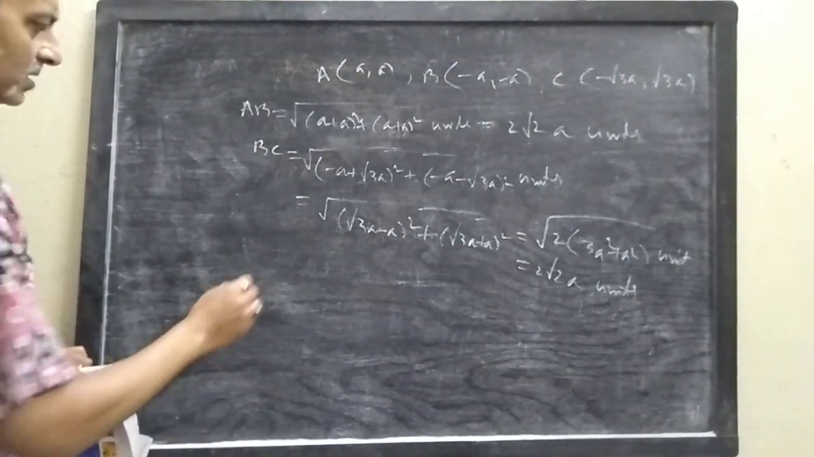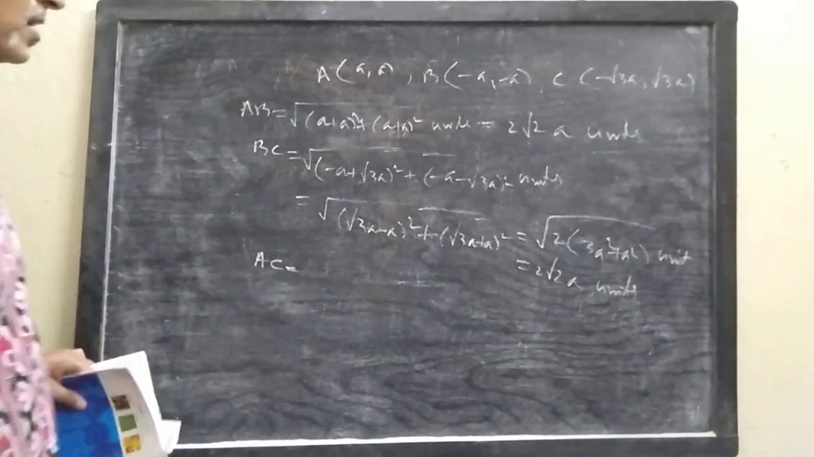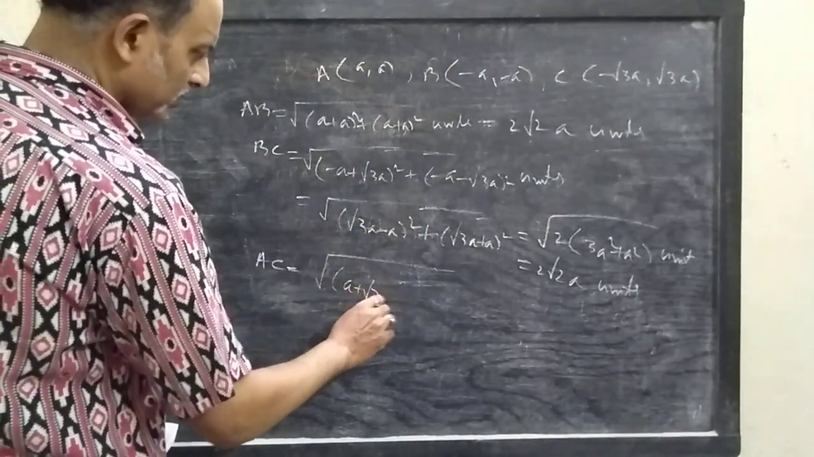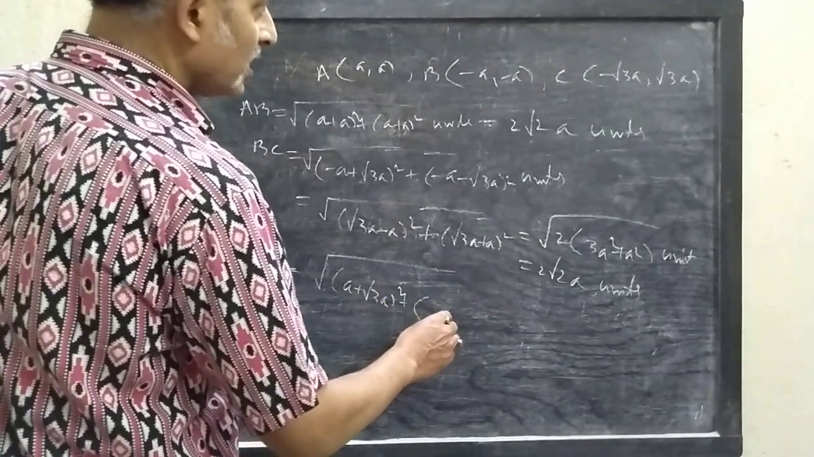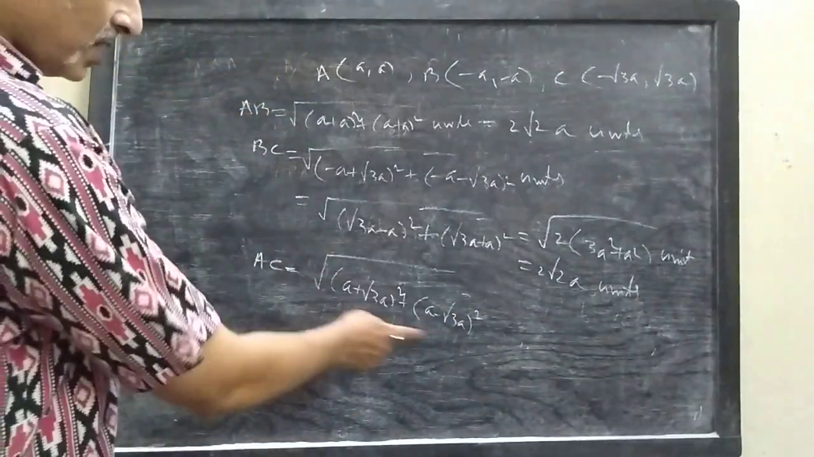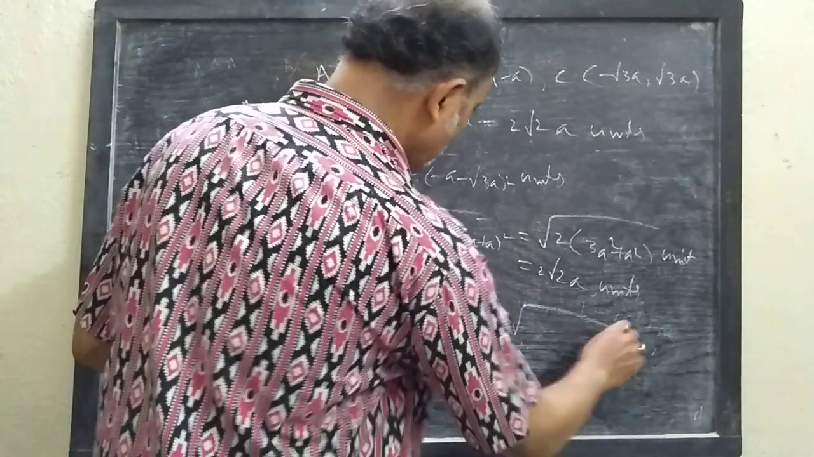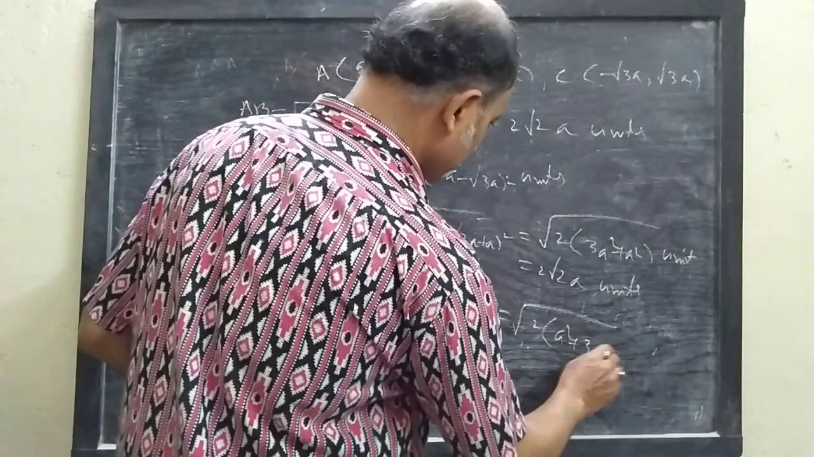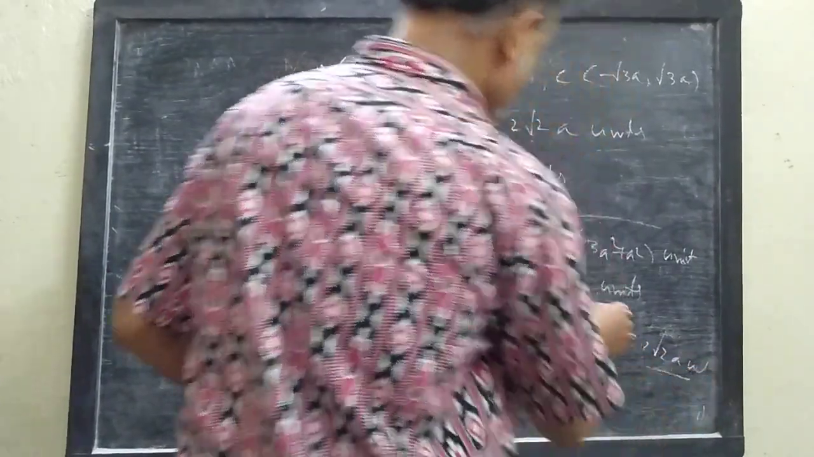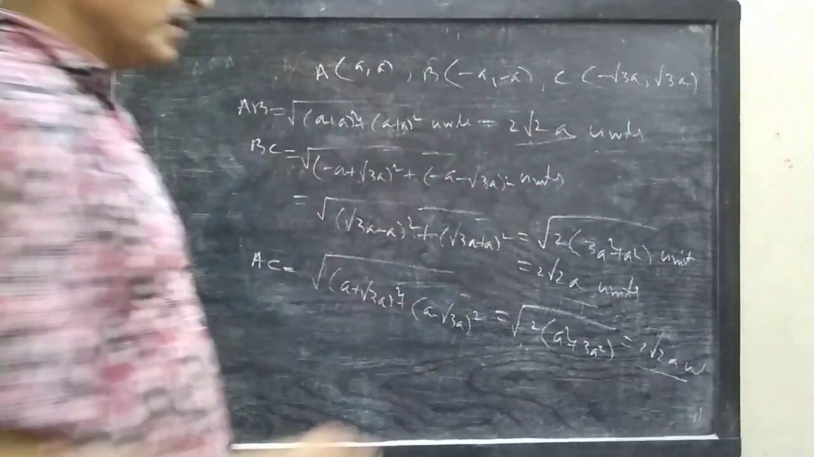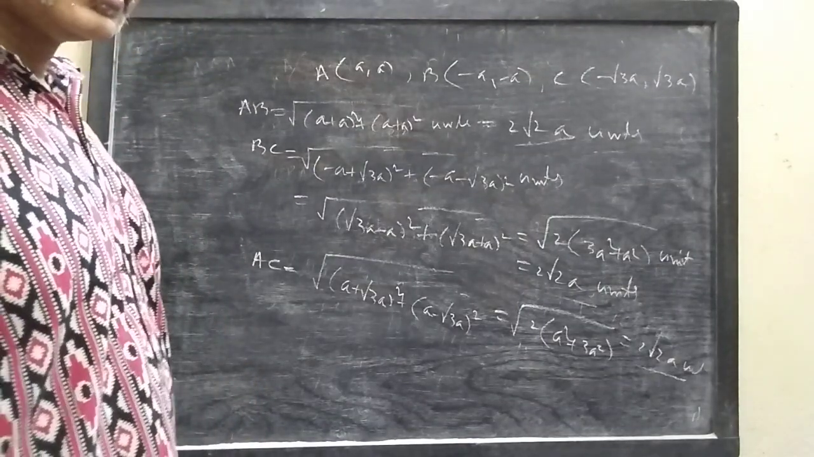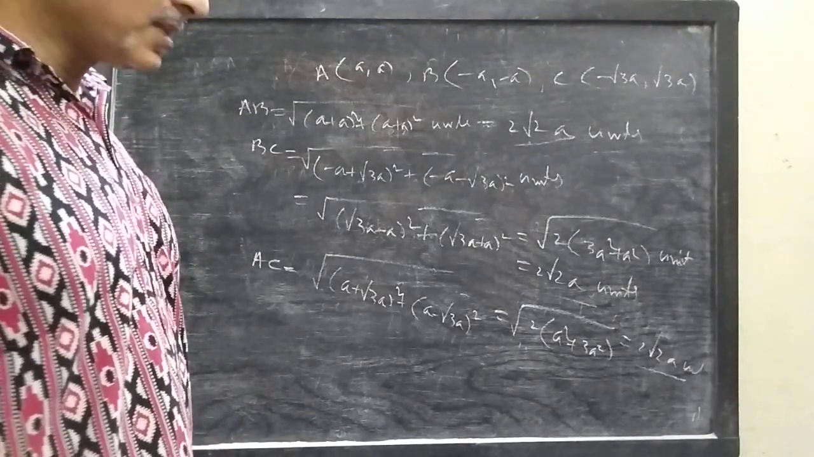Next we have to find the distance between A and C, that is the length of the side AC. This will be the square root of (a + √3a) whole square plus (a - √3a) whole square. Again a similar formula, (a + b) whole square plus (a - b) whole square is 2 into (a square plus b square). Same, 2√2a units. So we find the lengths of the three sides of the triangle are each 2√2a units. So we can conclude that ABC is an equilateral triangle.